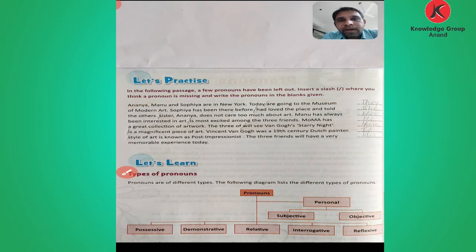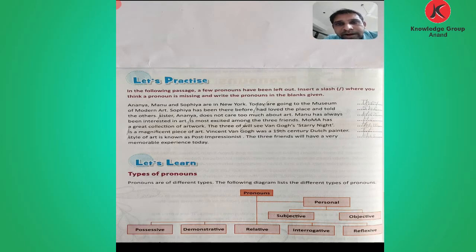So what do we do here? We put the slash wherever we see a pronoun coming. Then we put this slash and write the pronoun where? In the blank. I have already written it in the blanks.